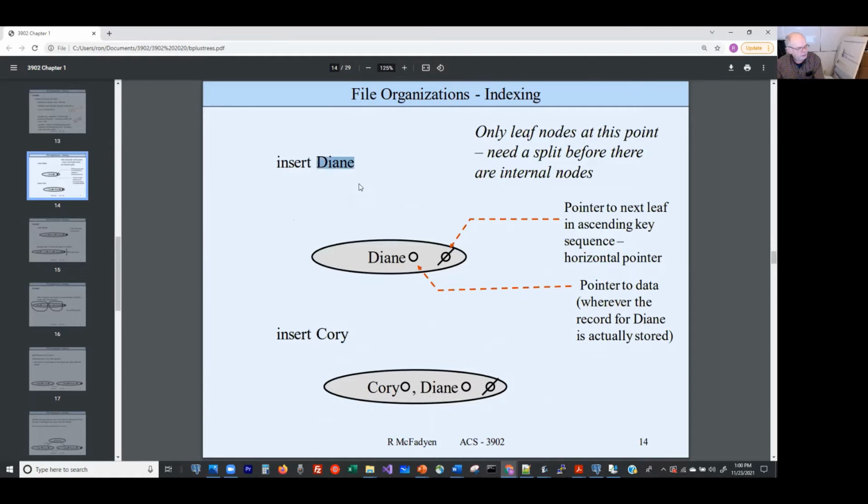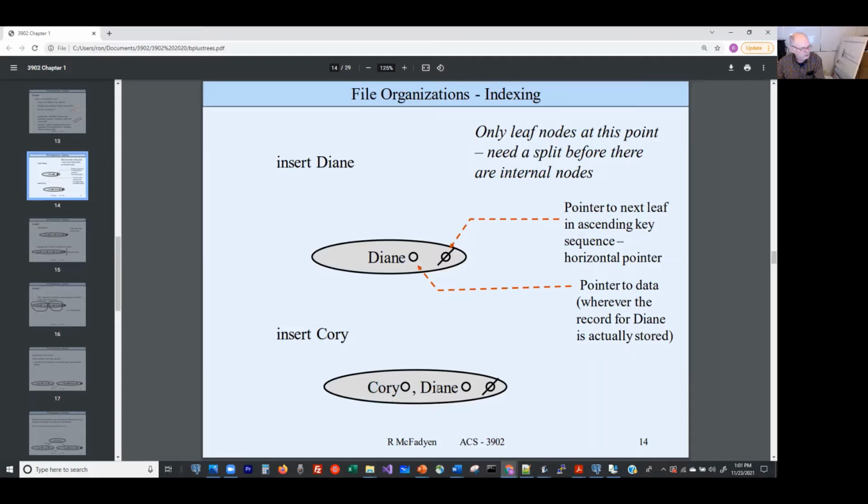When we insert a record with the key Diane, the index is going to have just a leaf node with the key Diane, a reference to a data component, where a record with that key value can be found. So it might be a pointer to an actual block, or to an actual record. And here is just an indication that we only have the one leaf node, and so the horizontal pointer here is null.